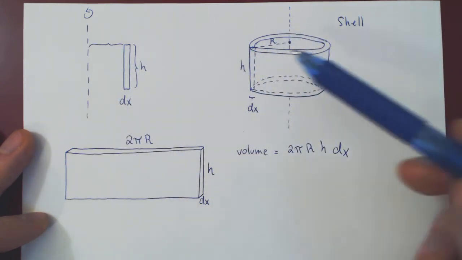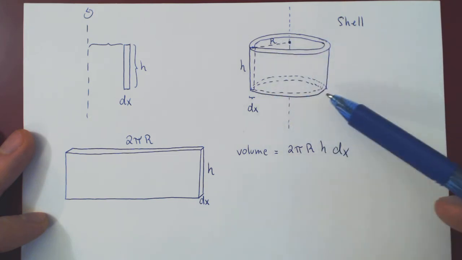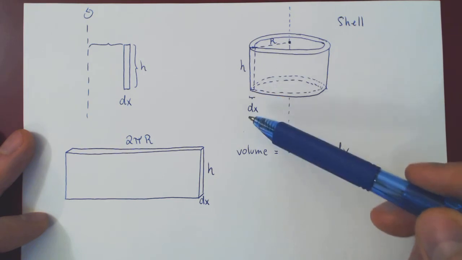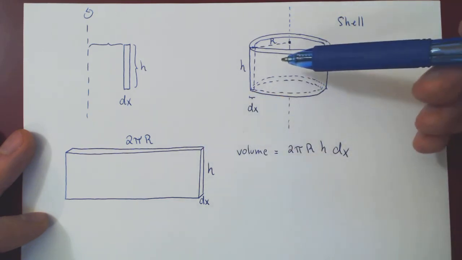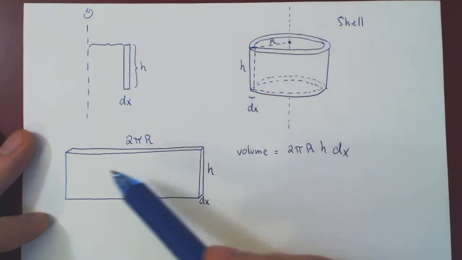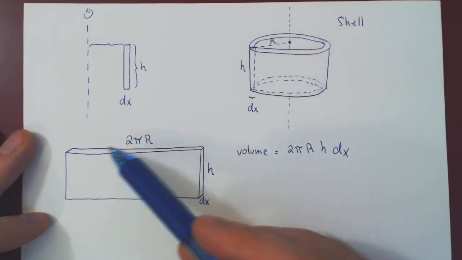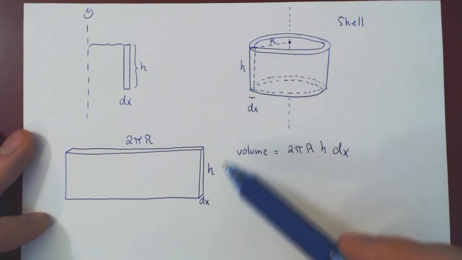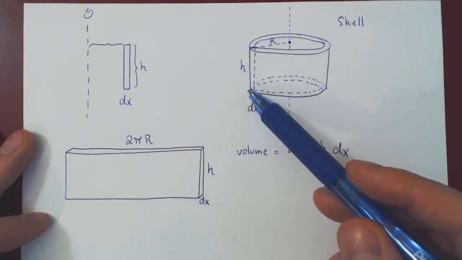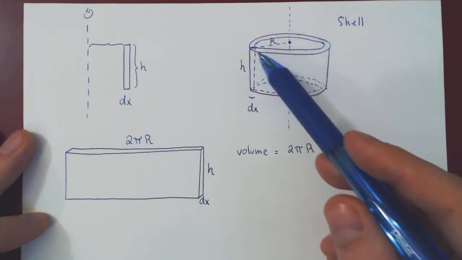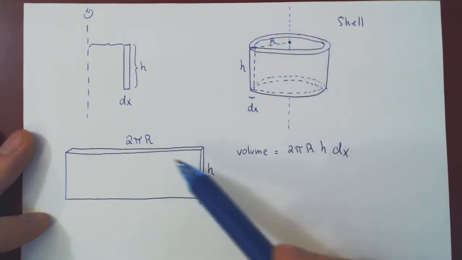Think of it as an aluminum can with no top and no bottom. You need the radius of the shell, the height, and the thickness, dx. And think of cutting the can open, the shell open, and flattening it out on a surface. Then it becomes a simple rectangle, the height being the height of the rectangle, the thickness being the thickness of the can, and the length is of course the circumference given by 2 pi times the radius.